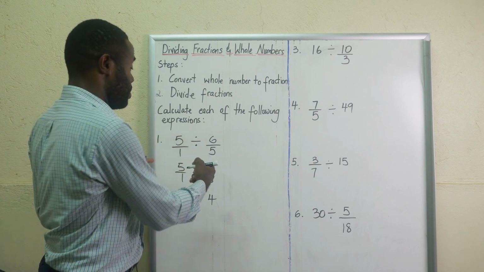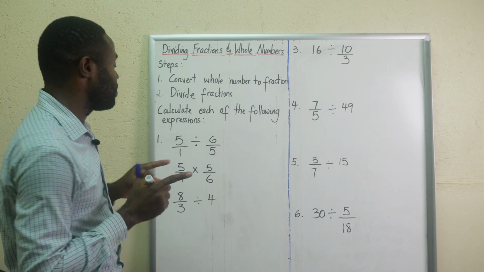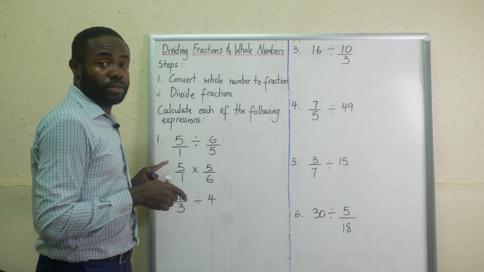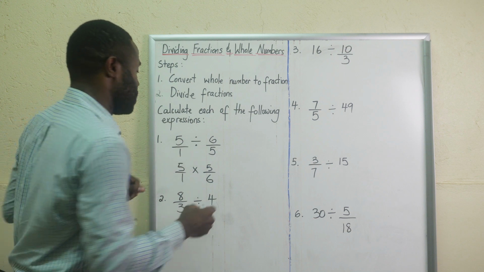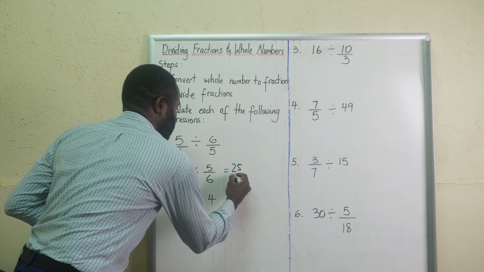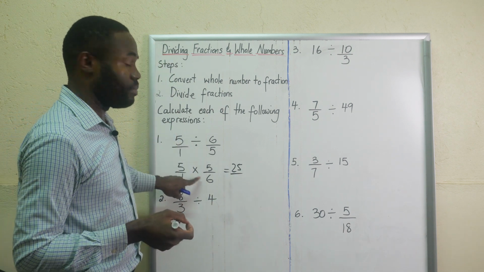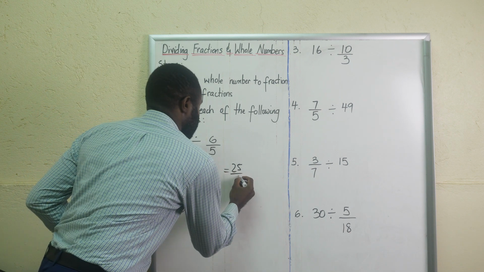Now we are at multiplying fractions. Again guys, ensure you watch my video on multiplying fractions. Now we multiply fractions by multiplying our numerators, which would be 5 times 5, which is 25. Afterwards, we multiply our denominators, which would be 1 times 6, and that will give us 6.